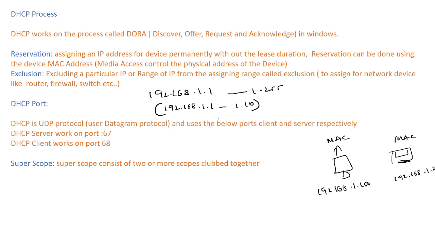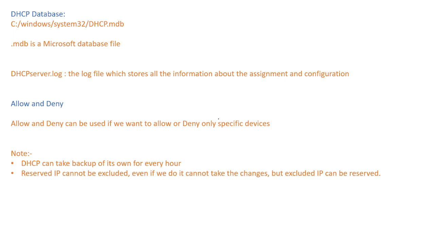So you are already aware 67 is the server port, 68 is the client port. There is another concept called super scope. Scope you already know. Scope means it's a parameter. It will have start IP, end IP, DNS, gateway, subnet mask, everything. Super scope means when you are clubbing two or more scopes together, that is called a super scope. When you are merging two or more scopes together, we call that a super scope.